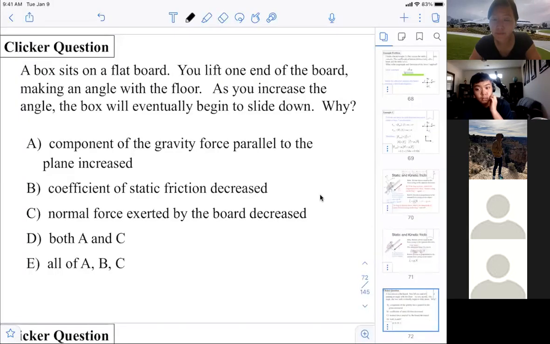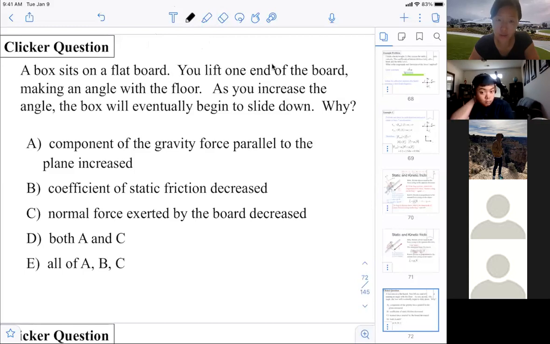Hello, how's everyone doing? What do you think about this question? I'm not sure if it decreases the static friction, but right now I'm processing A, the component of the gravitational force parallel to the plane, because if you lift the board, it points straight down. I'm thinking about the problem quite hard right now. No, you're right.